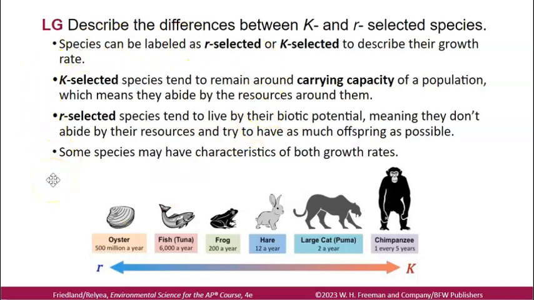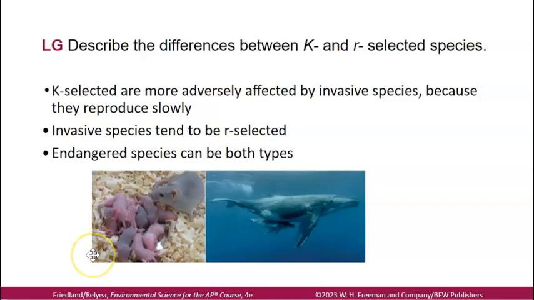R-selected tends to remain around their carrying capacity. We'll talk about that later in the topic. R-selected lives by their biotic potential. They reproduce more than maybe their resources can sustain them. Also, lots of their babies are food for other species. Okay, so more information. K-selected are more adversely affected by invasive species, so they reproduce slowly. So if there's invasive species, it's a hard time recovering from that. However, invasive species tend to be R-selected. Endangered species could be both R or K.